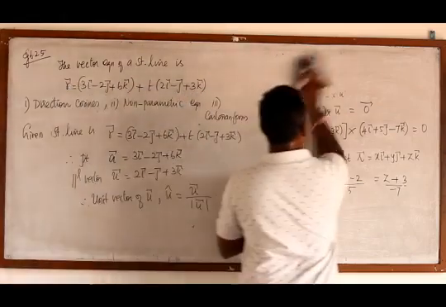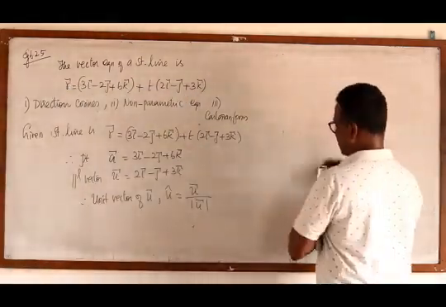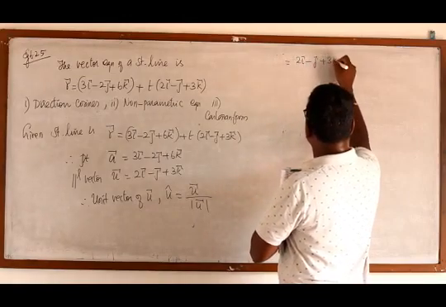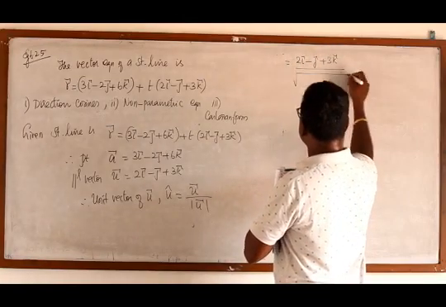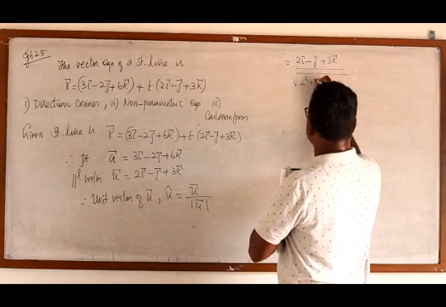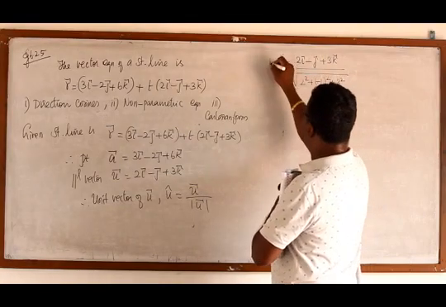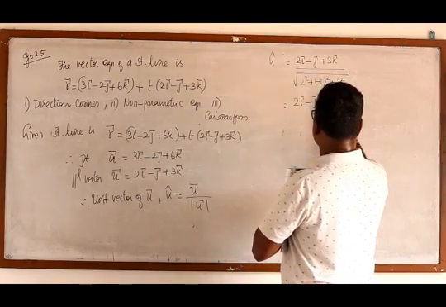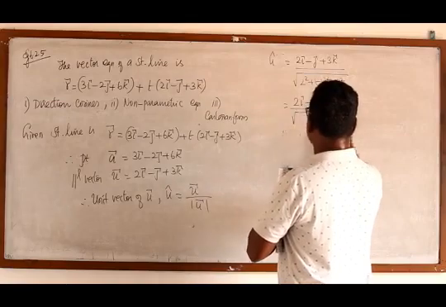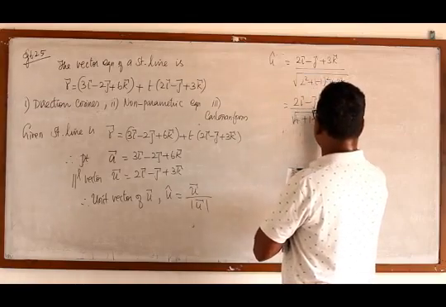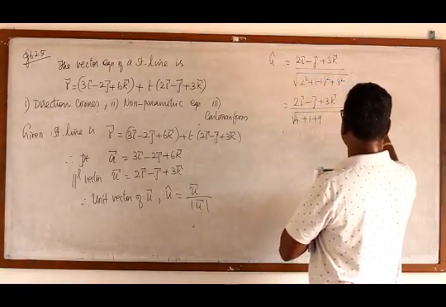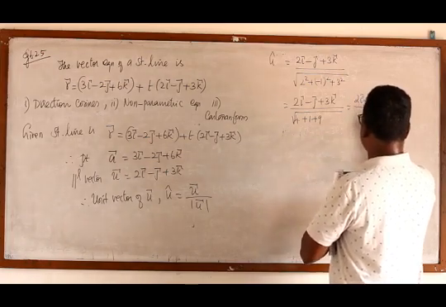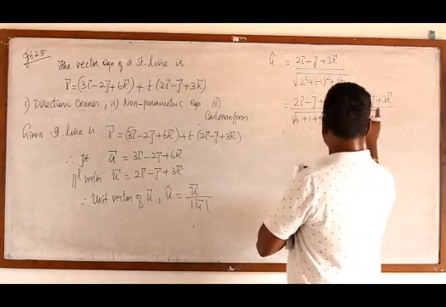That is, u vector is 2i minus j plus 3k by modulus means root of 2 square plus minus 1 the whole square plus 3 square. This is u cap. It is 2i minus j plus 3k by root of 4 plus 1 plus 9. That is 2i minus j plus 3k by root 14. Therefore, this is unit vector.